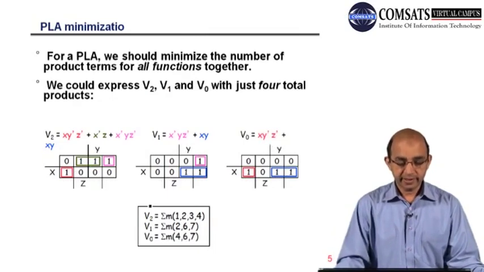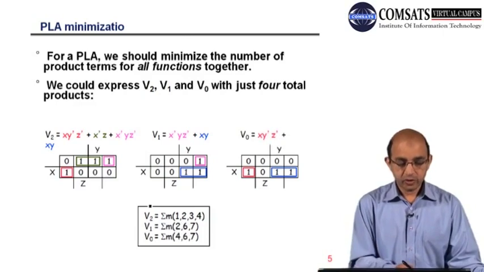Now in the next step, we need to write down the corresponding Boolean expressions. You can see for V2, we have 3 expressions. So x y bar z bar, and here x bar z, and x bar y z bar.